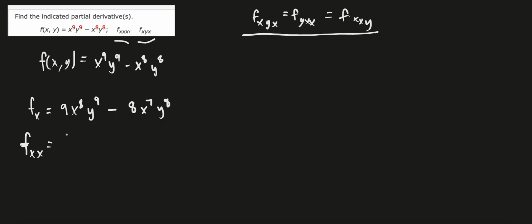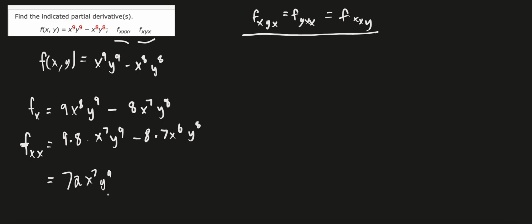So this is going to be 9 times 8 times x to the 7th y to the 9th minus 8 times 7 times x to the 6th y to the 8th. Okay, so this is 72 x to the 7th y to the 9th. I need a calculator for the next computation. So this is going to be, let's see, 48, 56, I believe. Yeah, that's 56. x to the 6th, y to the 8th.